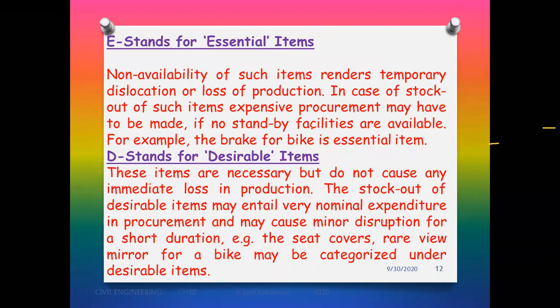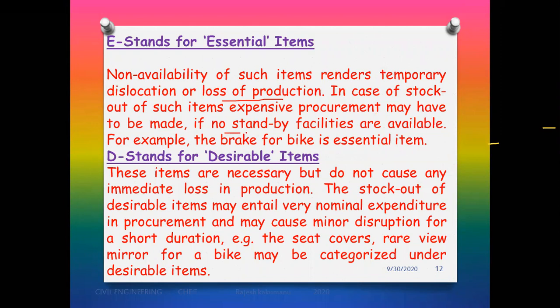item. Now if you see an example, non-availability of such items renders temporary dislocation or loss of production. So whenever these items are not available, production will be temporarily halted. Whenever the vital items are not available, production will be shut down continuously for 3-4 days. In this case of stock out of such items, expensive procurement may have to be done if no standby facilities are available.